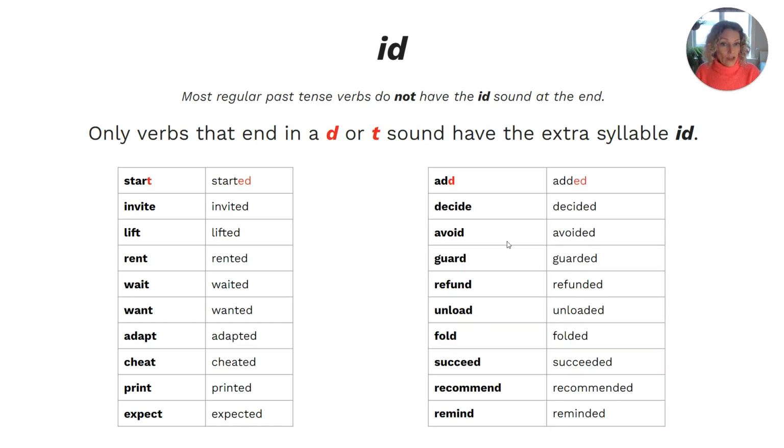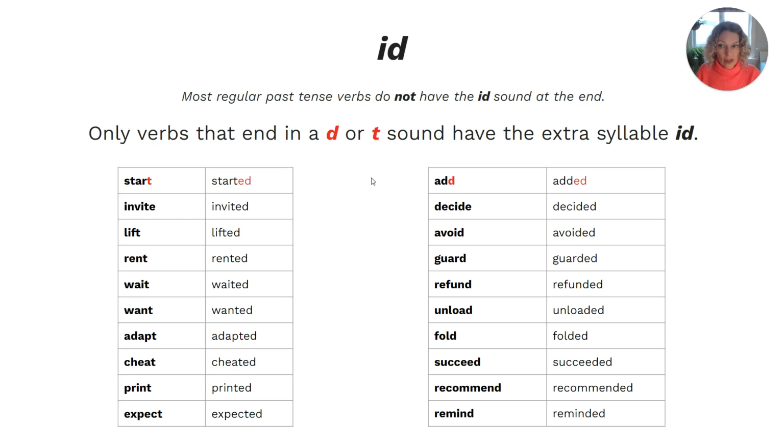It's the same with verbs that end in a D sound. It would be really hard to say "addd" or "addd." I can't even do it. So we need to add the extra syllable to be able to say the past tense. "Decided," "avoided," "guarded." But for all the other verbs that do not end in a T or a D sound, you should not be adding an extra syllable to those.